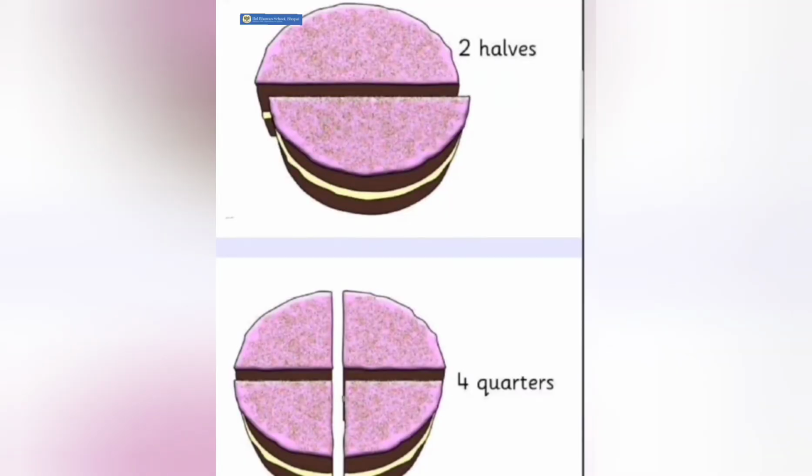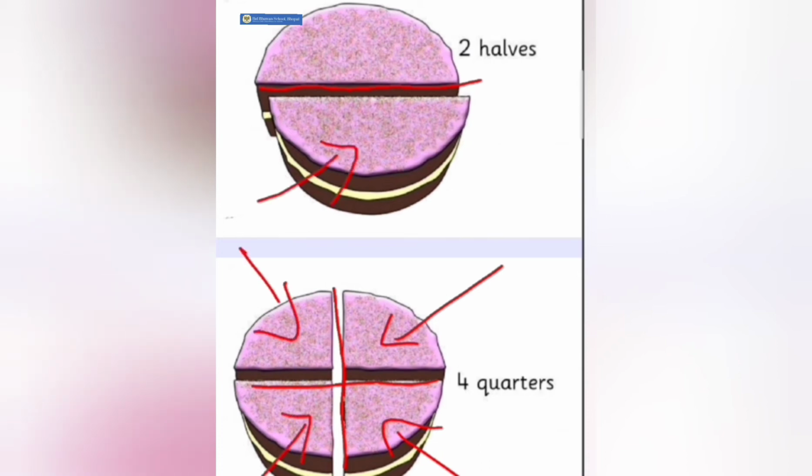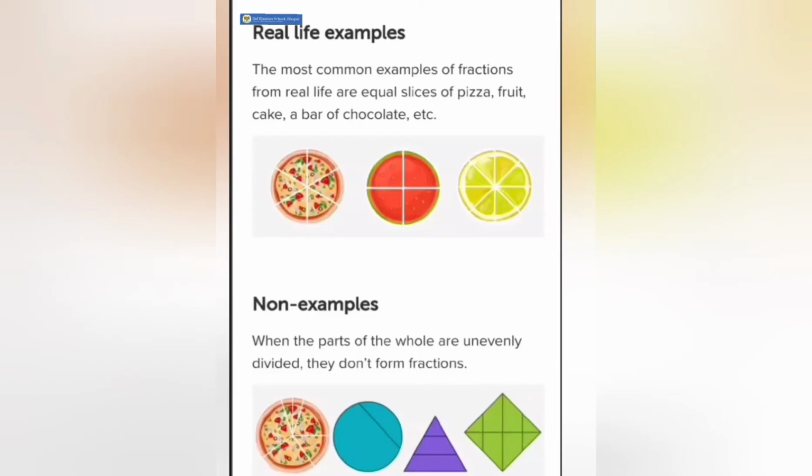It may be divided into 2 equal parts or 4 equal parts, and each part is the fraction of one whole cake. The common examples which we see in our daily life are slicing up of chapatis, pizzas, cake slices and fruits. They are always divided into equal slices or pieces, which we call fractions.